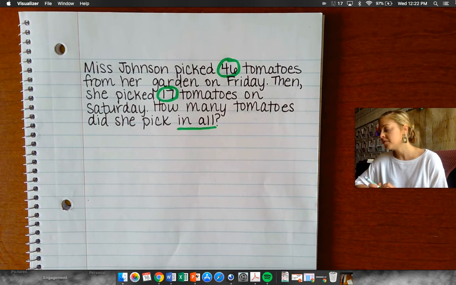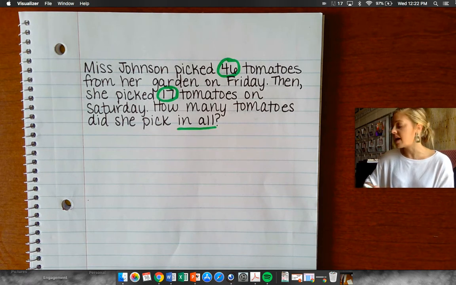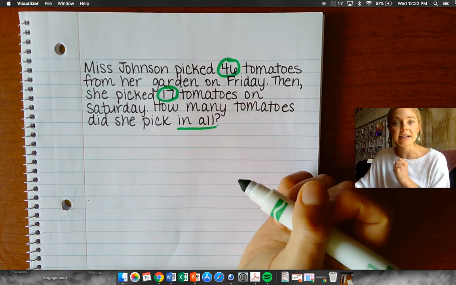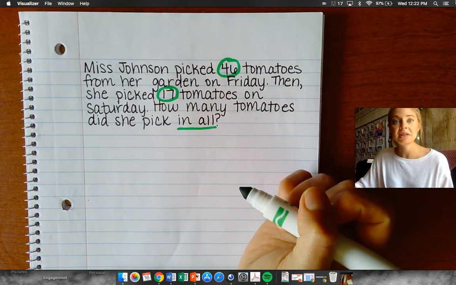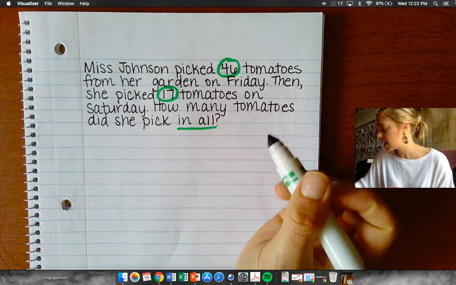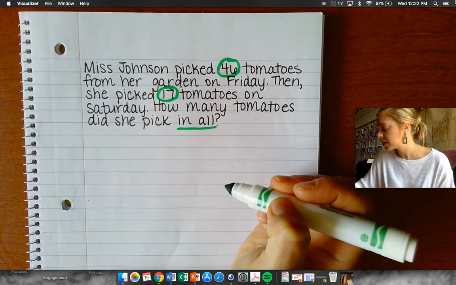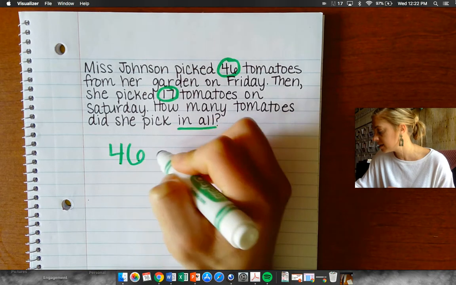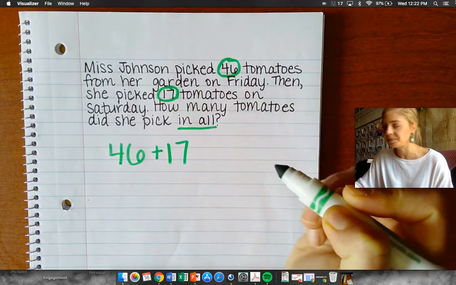So I picked 46 tomatoes from my garden on Friday. Then on Saturday, I picked 17 tomatoes. How many did I pick in all? Well, my number sentence would have to be addition because I picked 46 tomatoes one day, 17 the next day. How many in all did I pick? All together. So that means adding. I know I'm going to have to add. So my number sentence for this problem would be 46 plus 17.